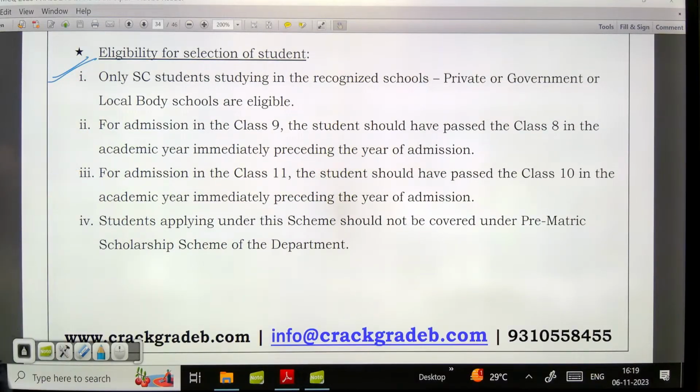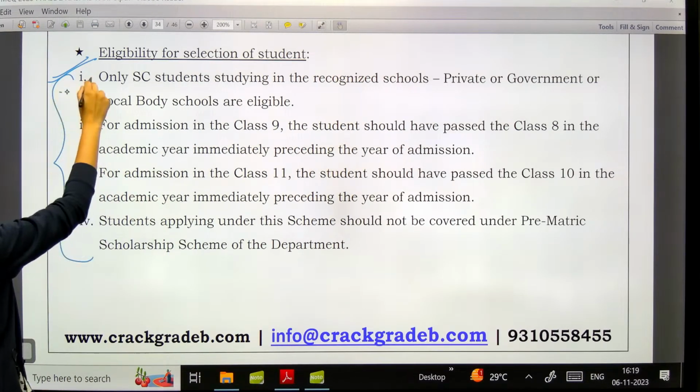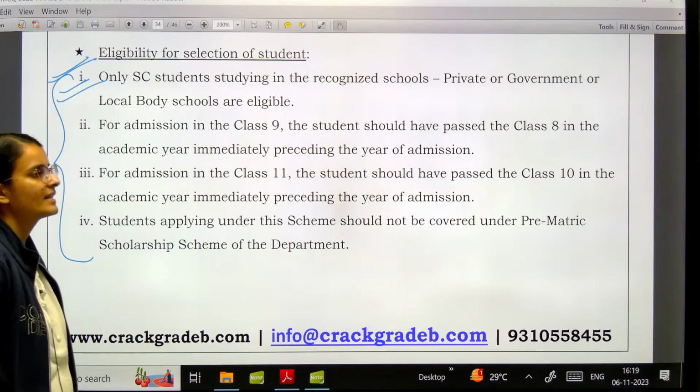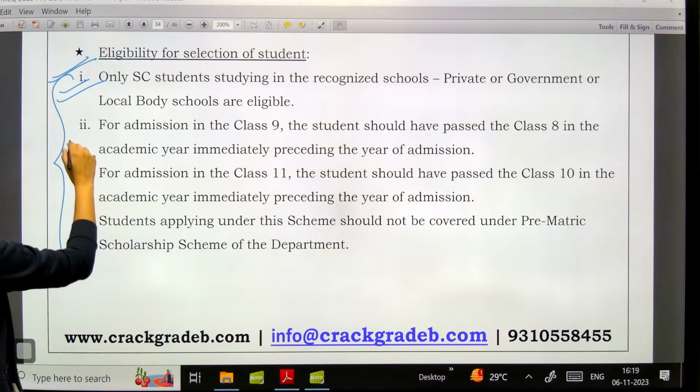There are guidelines for eligibility of selection of students. These are the basic requirements. First is that only SC students studying in a recognized school, whether private, government or local body school, it doesn't matter, it should be a recognized school. Okay.